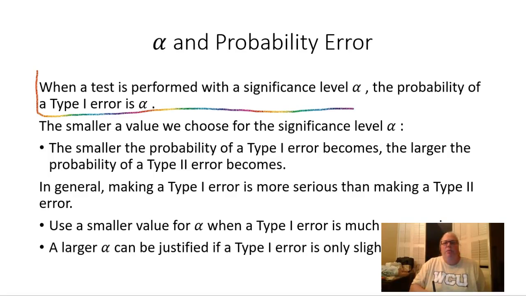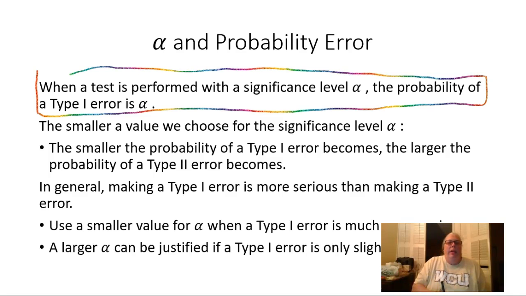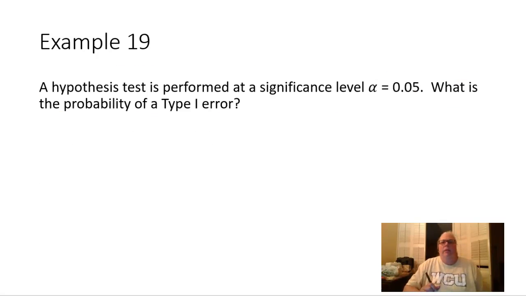When a test is performed with a significance level alpha, the probability of a type 1 error is alpha. So in example 19, if our alpha level is 0.05, what is the probability of making a type 1 error? That probability is 0.05. It is our alpha level.